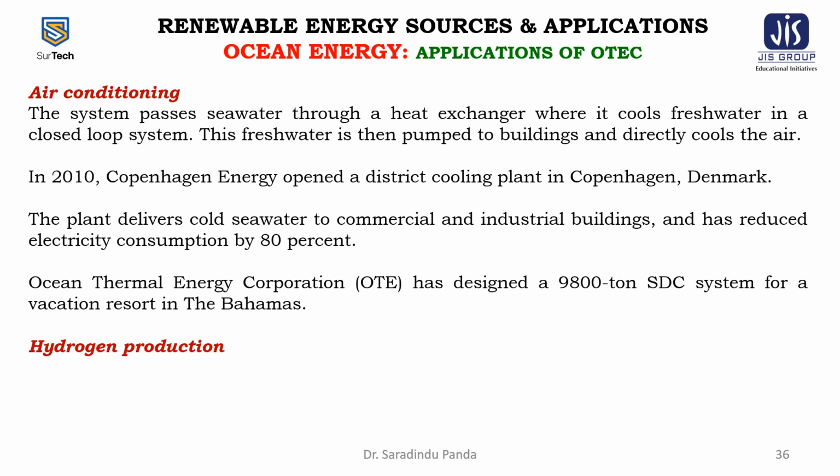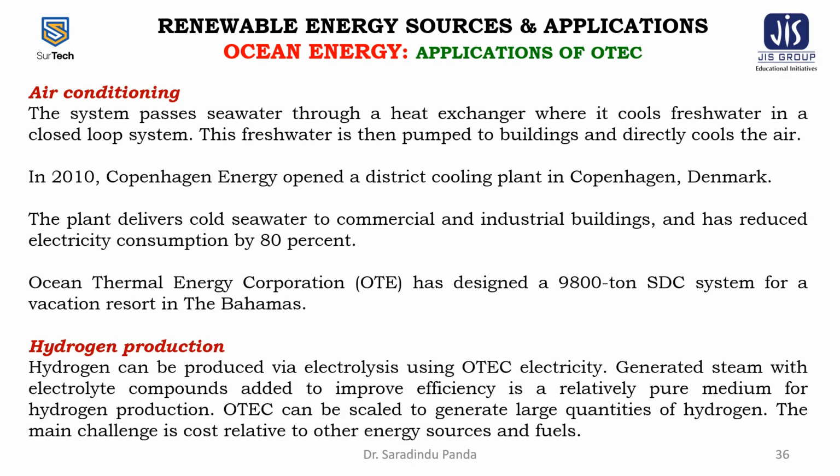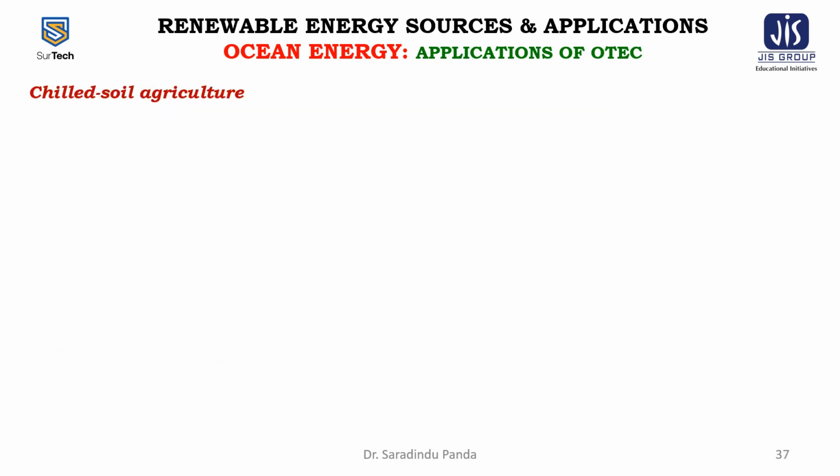Another application is hydrogen production. Hydrogen can be produced via electrolysis using OTEC electricity. Generated steam with electrolytic compounds added to improve the efficiency is a relatively pure medium for hydrogen production. OTEC can be scaled to generate large quantities of hydrogen. The main challenge is the cost relative to other energy sources.